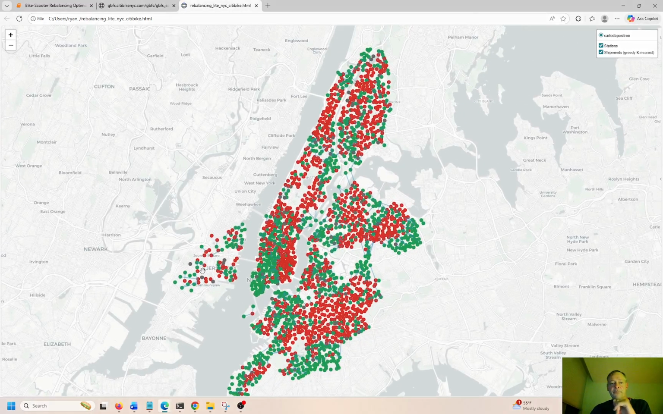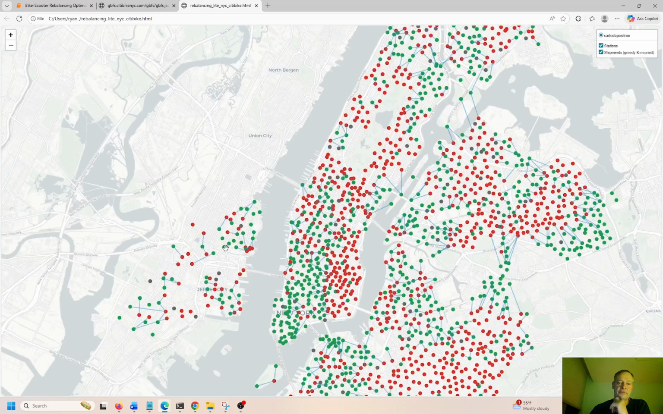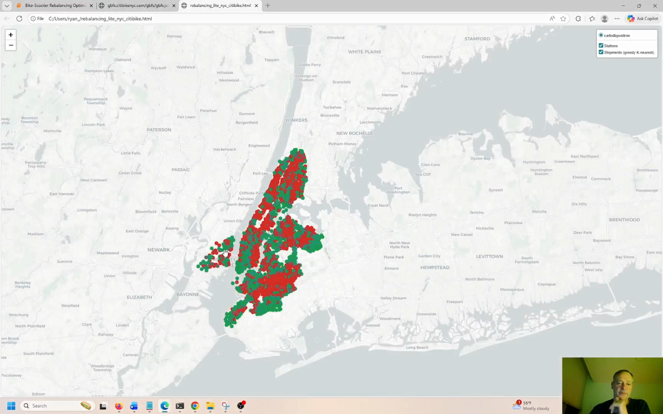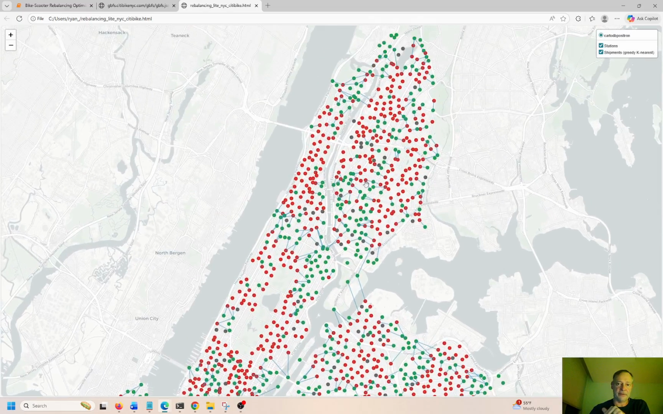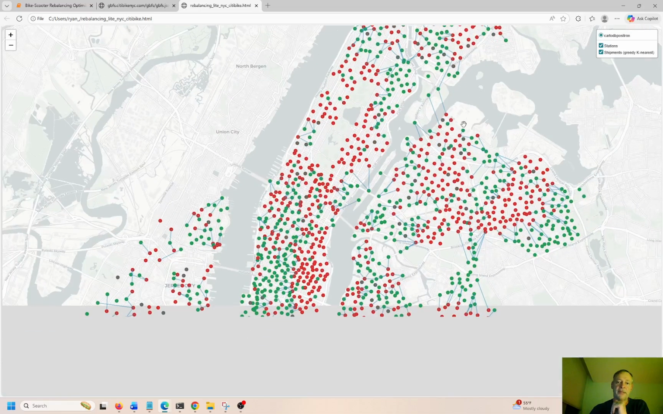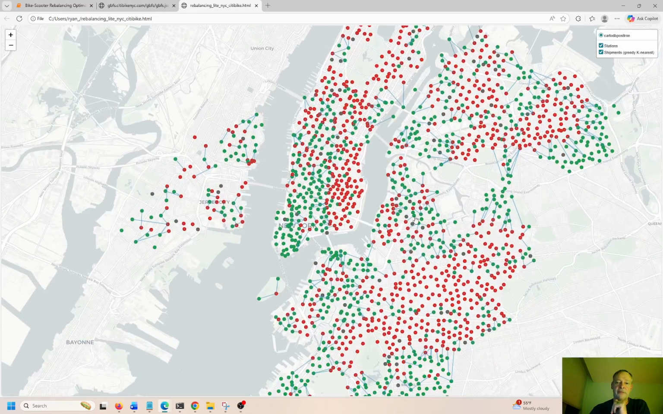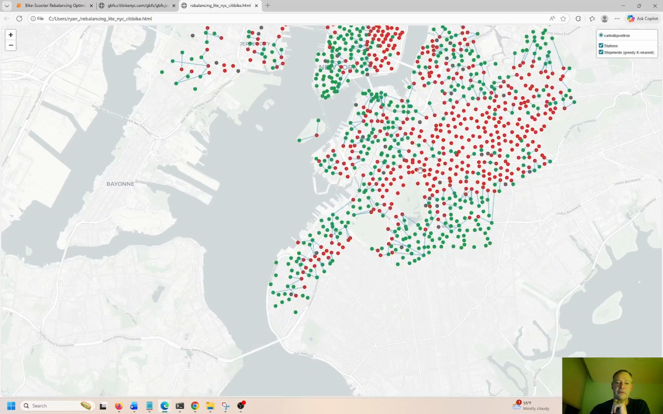You can see they actually operate in Jersey City. I just found this out recently. I did not know that, but that's interesting. You can see this pretty much represents the map of Manhattan. Right over here is Bronx, so that's a little bit north of Manhattan. Over here is Queens, that's where I live, and down here is Brooklyn.